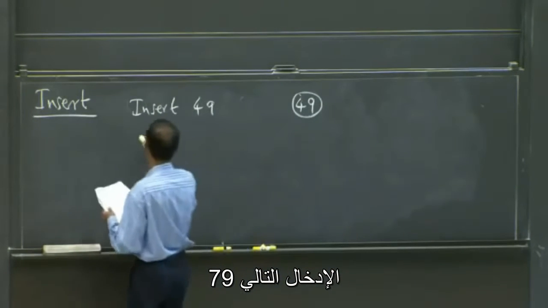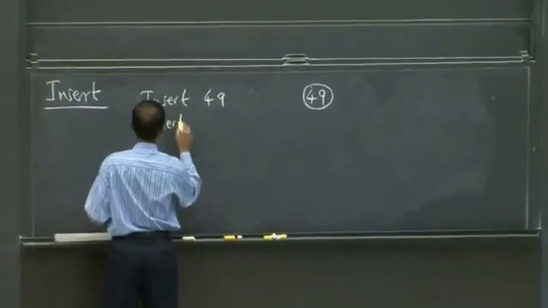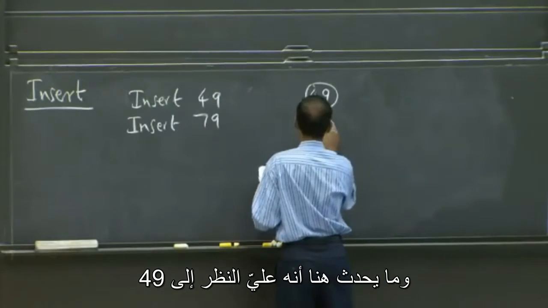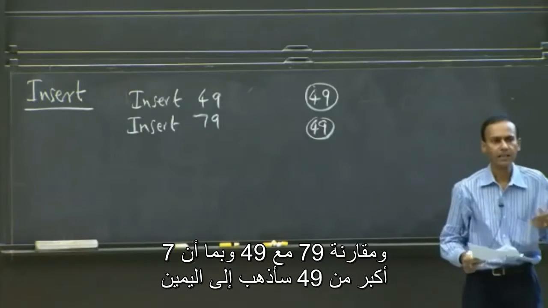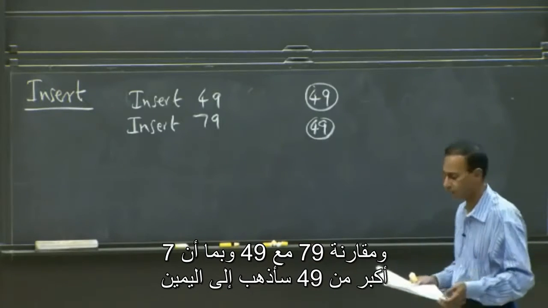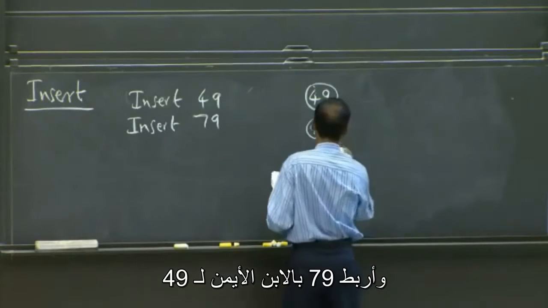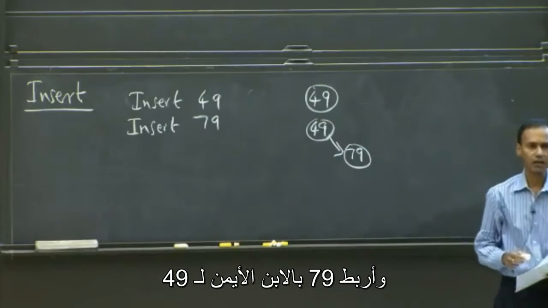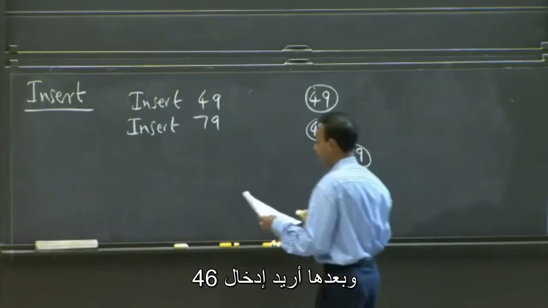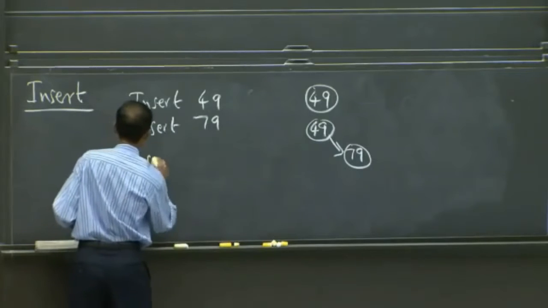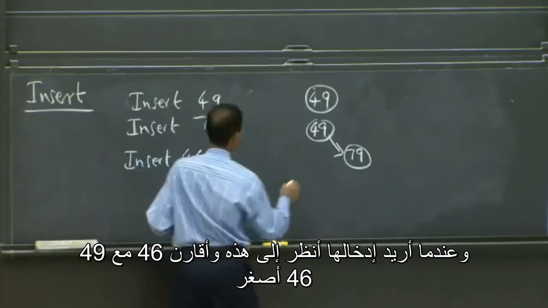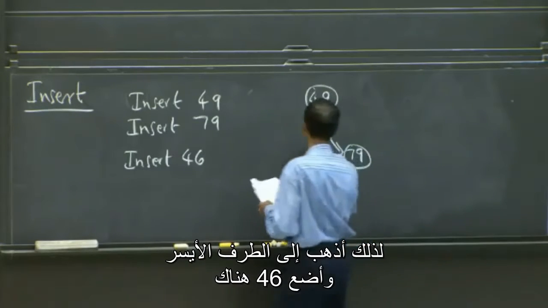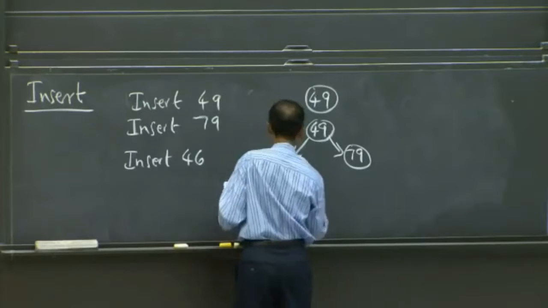I next insert 79. And what happens here is I have to look at 49, and I compare 79 to 49. And because 79 is greater than 49, I go to the right, and I attach 79 to the right child of 49. Then I want to insert 46. And when I want to insert 46, I look at this. I compare 49 and 46. 46 is less. So I go to the left side, and I put 46 in there.